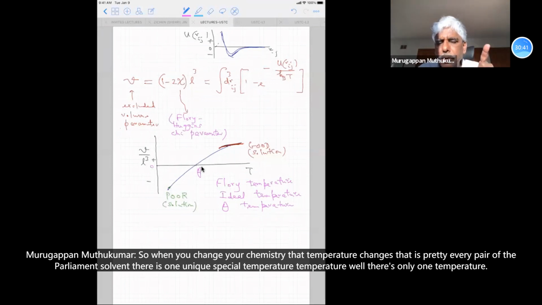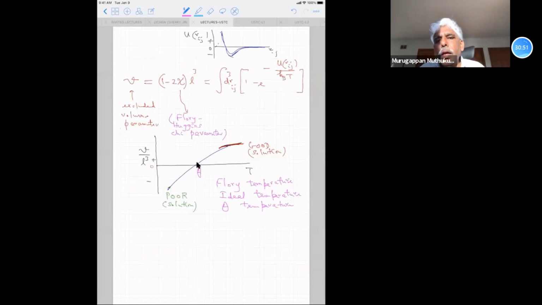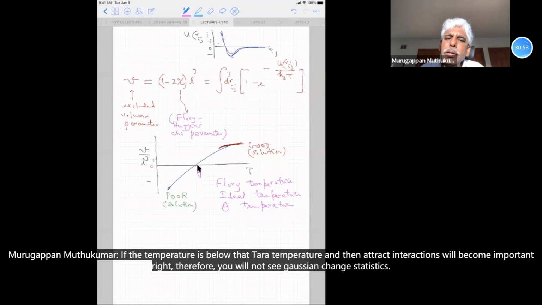where there is only one temperature. Take polystyrene: if the temperature is higher than 35 degrees Celsius, then I will have repulsive interactions between segments. If the temperature is below that theta temperature, then attractive interactions will become important, right? Therefore, you will not see Gaussian chain statistics. Okay.